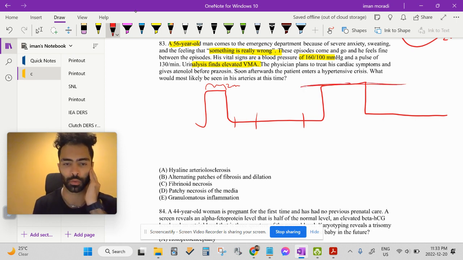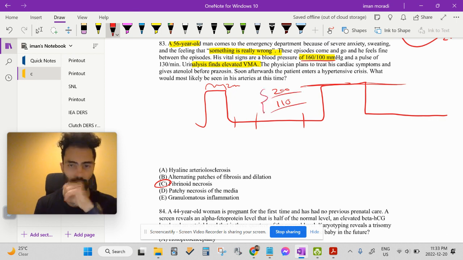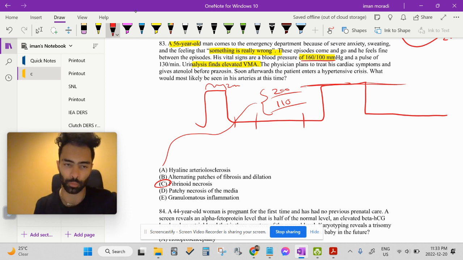It's high enough to cause what? It's high enough to cause basically fibrinoid necrosis. It's called malignant hypertension when it's above a certain threshold. This is not high enough, but I think it's above 200 over like 110, something like that. Doesn't matter exactly where it lies, but if it gets around there, as it does in pheochromocytoma, then you get fibrinoid necrosis.